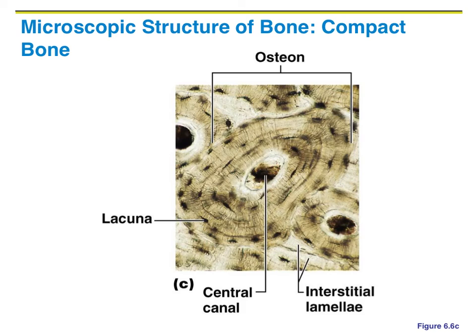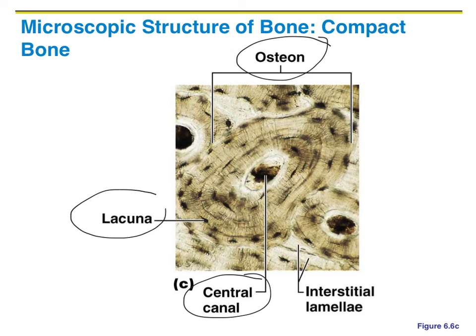This is an additional microscopic structure of compact bone. Notice the osteon, the structural unit of compact bone, the central canal, which contains nerves and vessels, and the small openings or the pit the osteocyte lies in, known as lacuna.